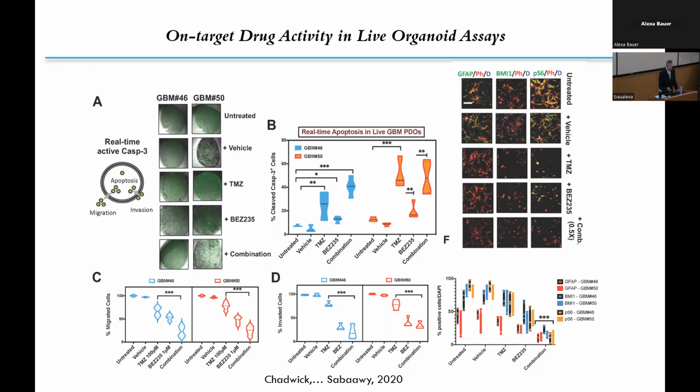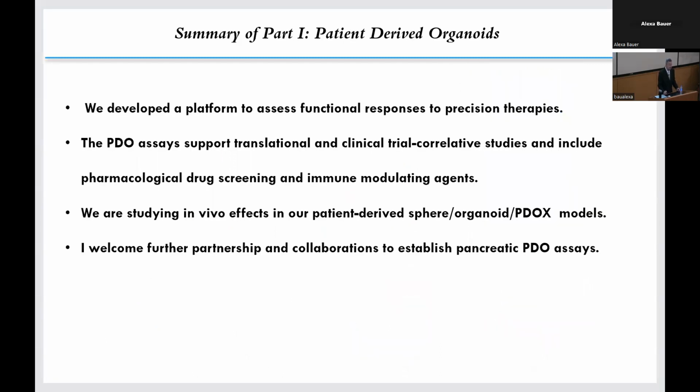And these data would support further preclinical studies in vivo to test these combinations. So overall, we developed platforms to assess functional responses to precision therapies, to targeted therapies. I would argue that the PDO assay supports the translation and clinical trial correlative studies and could be included in the drug screening and immune modulating agents. We're studying these effects in vivo. Indeed, I will show you some of our data in vivo in the next part of the presentation. And I welcome partnership with many of you in further developing these assays.